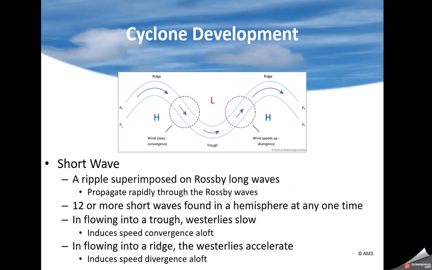All right, we're going to learn a little bit about how low pressure systems form. We've talked about divergence and how divergence aloft can allow air to come into that area and move up.